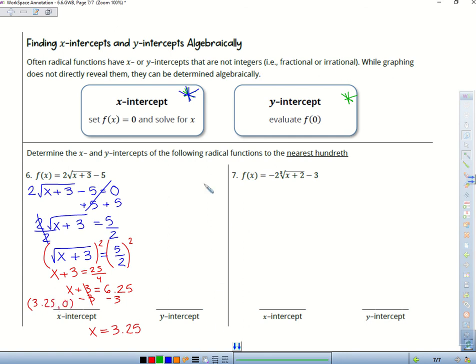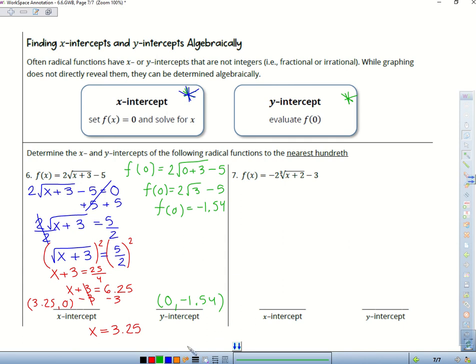Now, how you find the y-intercept is instead of setting equal, you're actually going to plug 0 in for x, okay? So this comes out to be f of 0 is equal to 2 times the square root of 3 minus 5. So this is where your calculator comes into play here. Square root of 3 times 2 minus 5. That one's approximately going to come out to be negative 1.54. So see how that one wasn't so nice? Yeah, it was rude, honestly.